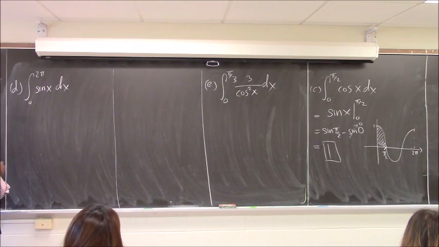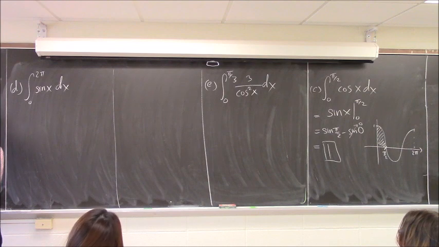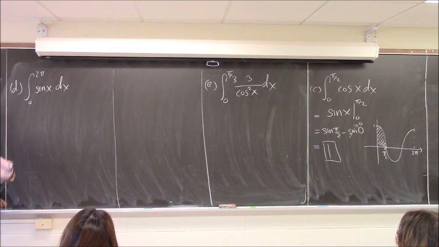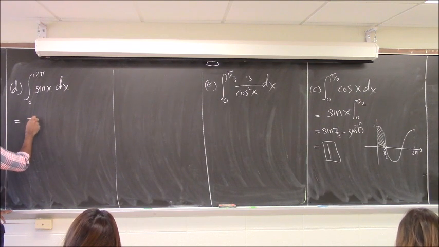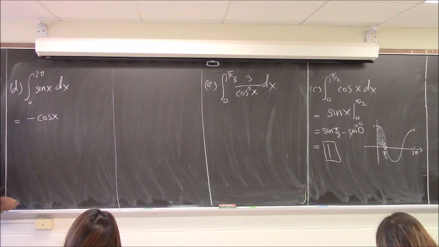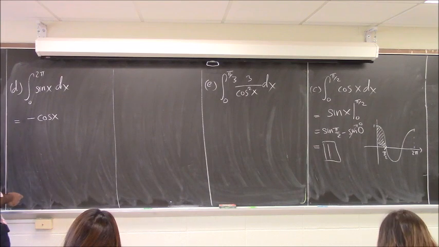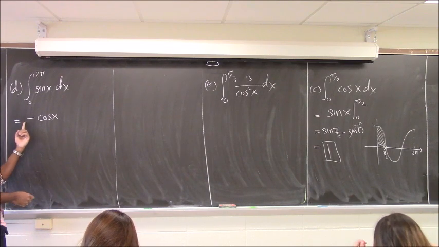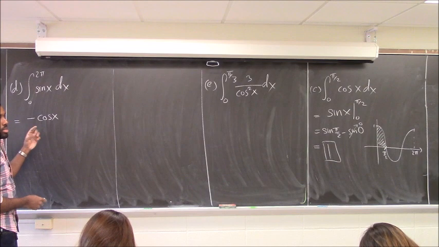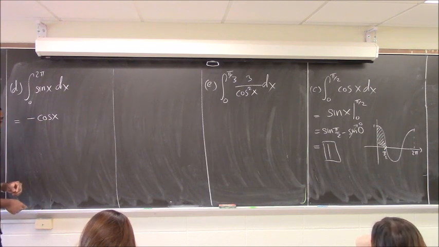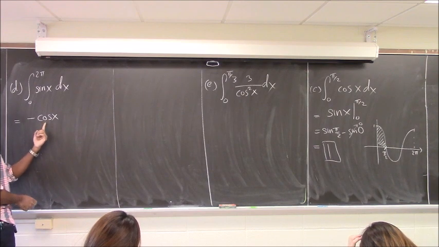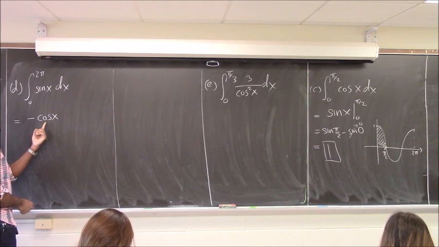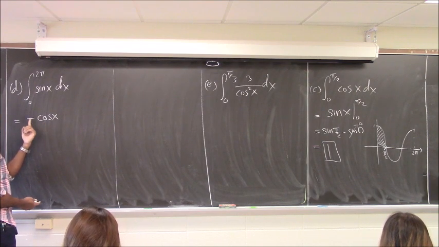What is that? Yeah, you guys can just say it. Negative cosine. So that's going to be what? Negative cosine. So kind of the opposite intuition of your derivative. So you have to watch out for that. Very common mistake to mix up the signs when dealing with sine and cosine antiderivatives versus derivatives. And so if you differentiate cosine, you would get a negative sign. The negative times the negative makes it positive.